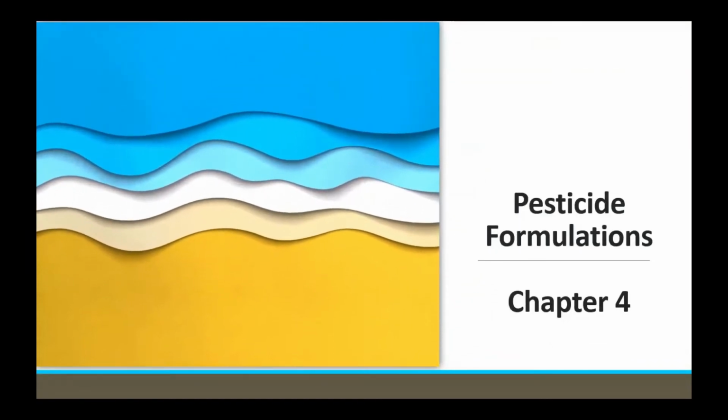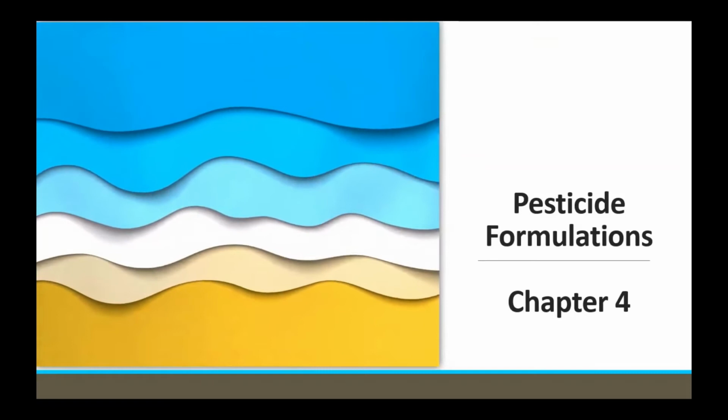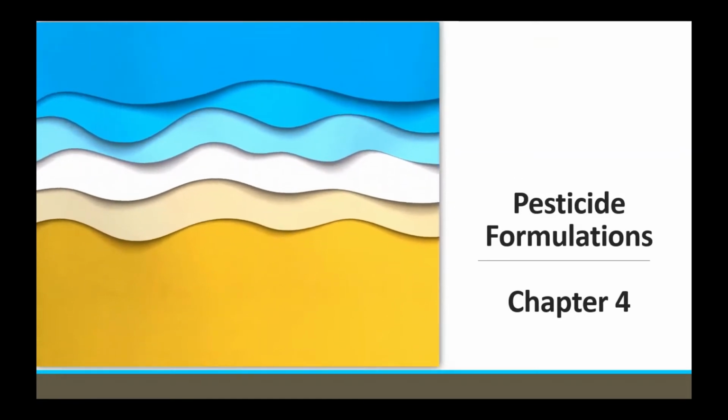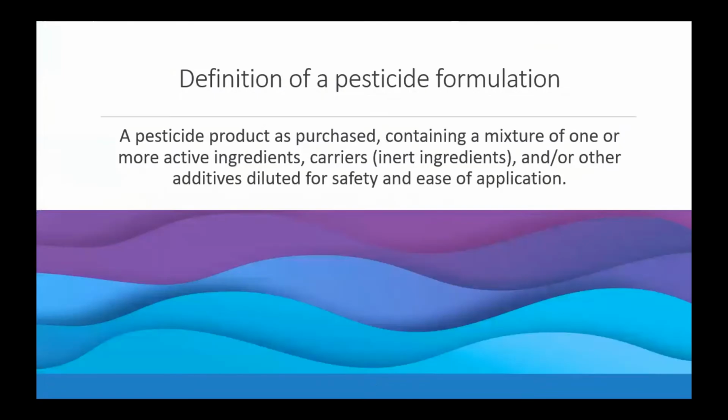Welcome to Chapter 4 of the National Core Manual. This chapter is about pesticide formulations. The definition of a pesticide formulation is a pesticide product that is purchased containing a mixture of one or more active ingredients, carriers, inert ingredients, and/or other additives diluted for safety and ease of application.